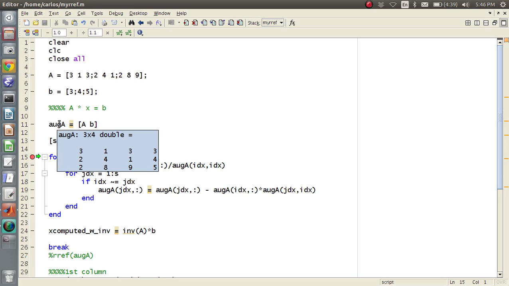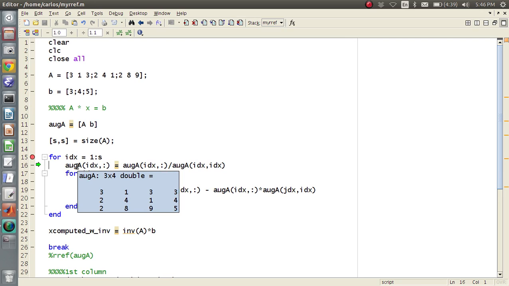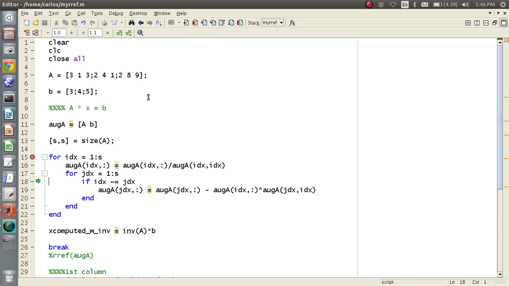Here's my augmented matrix. Everything's the same. I'm going to step through here. IDX is 1. So what I'm doing is I'm going to take the entire first row and divide by FET3. And then that gives me 1 in the 1, 1 slot. Then I'm going to go through here, and now JDX is 1, but remember IDX is 1 now too, so I'm going to skip this entire block because IDX is equal to JDX. I come back, and now JDX is 2, so I'm going to execute this line of code.